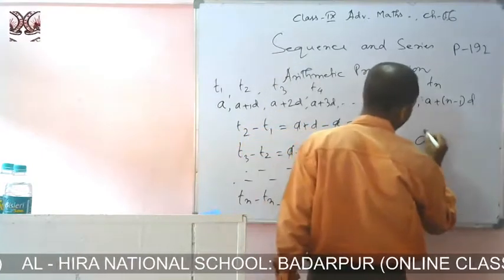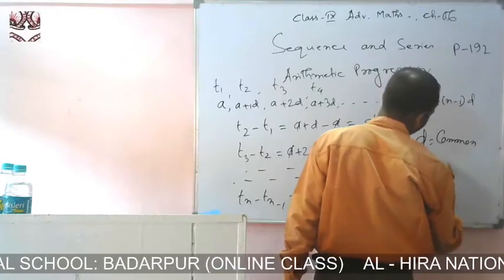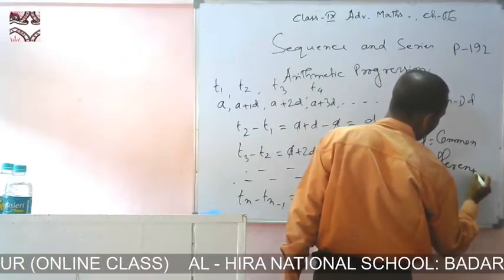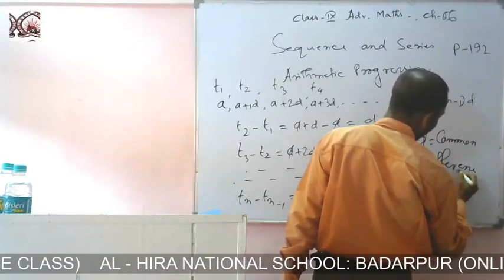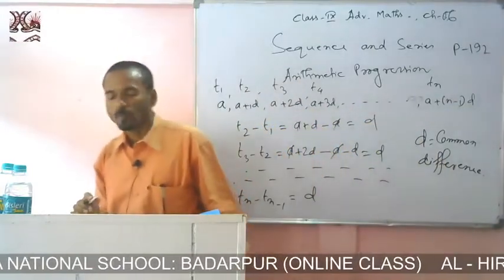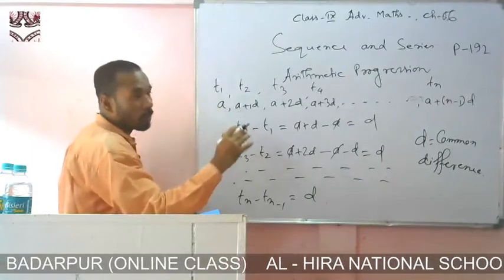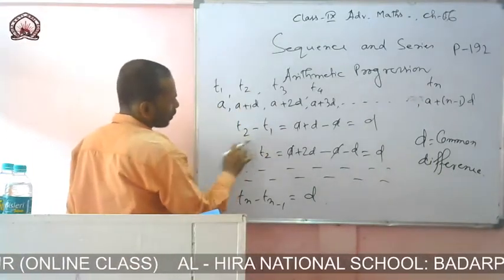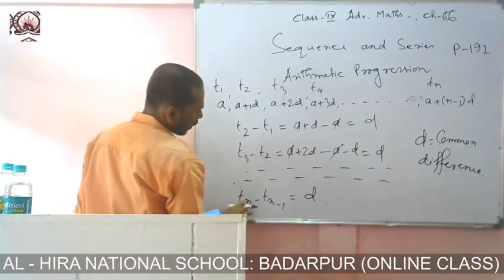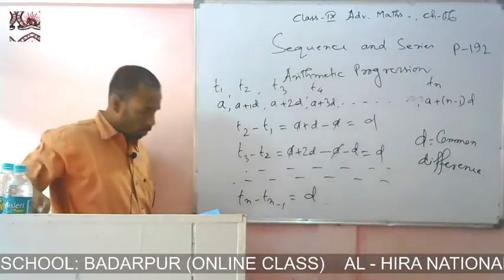And d is called the common difference. Basically, the subsequent terms T2 minus T1, T3 minus T2, and then Tn minus T(n minus 1), all give the same common difference d.